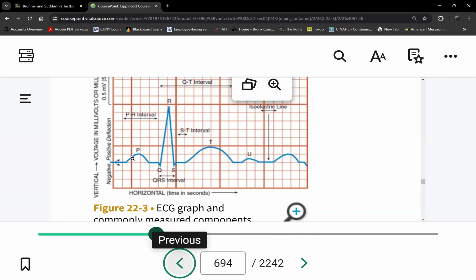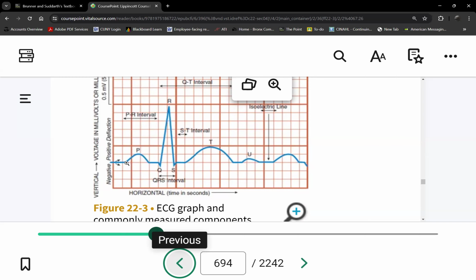Okay, so the P wave. Any question about the P wave? Okay, so what 2 things are happening when we see a P wave? The SA node fired the electrical impulse, and the atria, both atria contracted at the same time. If you see a P wave, you know 2 things happen. Yeah. Okay. Now let's measure the PR interval and discuss what does it represent.